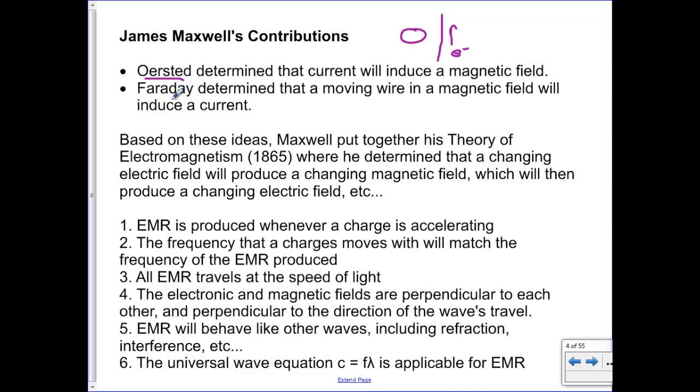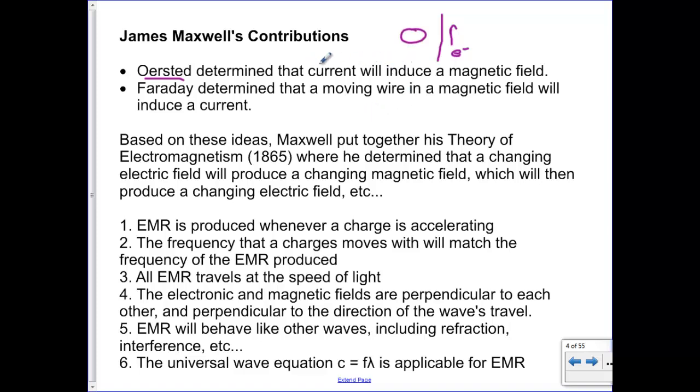Faraday, he's the guy who kind of discovered the opposite of that. He figured out that if you have a wire moving compared to a magnet, it'll actually induce electricity. So we did this in our lab, actually. That's where I gave you the solenoid and the magnet, and you guys were moving them towards each other, and then it caused the little ammeter to deflect, thereby making current. You recall that? Well, Maxwell took these two ideas and put them together.